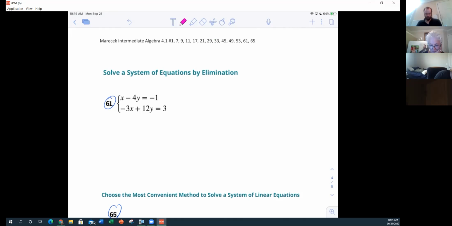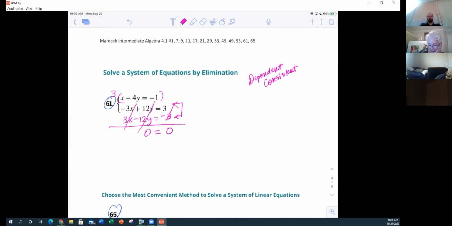Yeah, so I again got, this is a dependent, consistent line. So you're saying it's just the same line? Yes, because I ended up with 0 equals 0. Okay, all right. So tell me what you did. I did the least common multiple. The easiest one I found was 3x, so I worked off of that. Okay, so you multiply the top one by 3? Yes. And then if you add those together, you wind up with 0 equals 0. Good. And so that means it's dependent, consistent. You can also call that an identity.